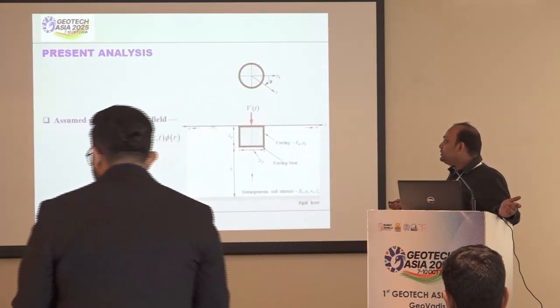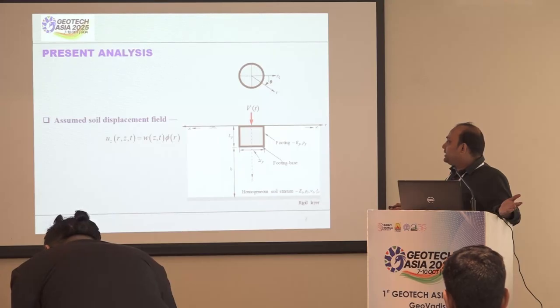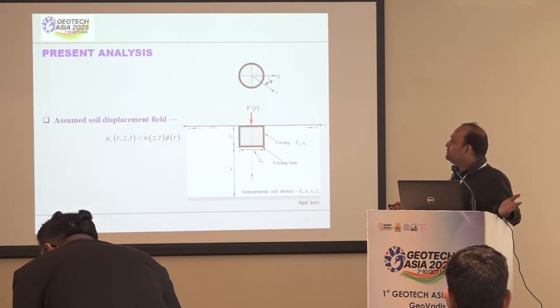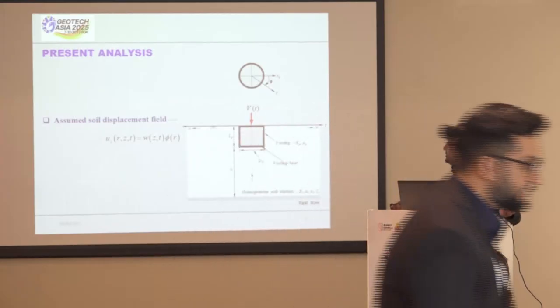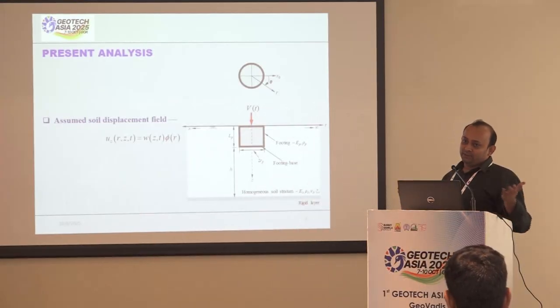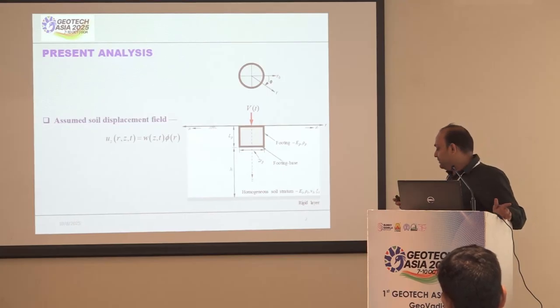The first thing that we usually do is consider a displacement field for the soil, which is given by this particular equation. In this equation, you see that uz is the displacement of the soil, which is equal to w multiplied by phi. W is the displacement of the pile or of the footing in the vertical direction, and phi is the soil displacement function. So we begin with this assumption of the soil displacement field.